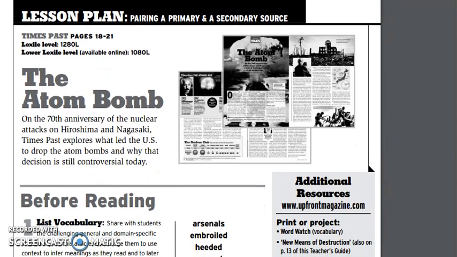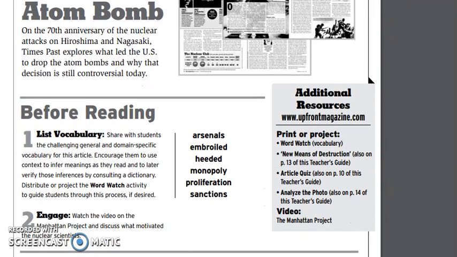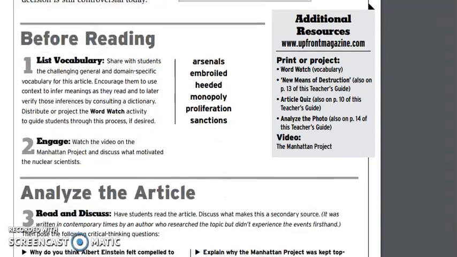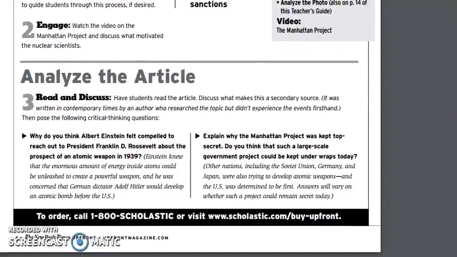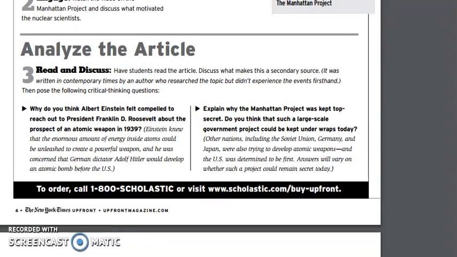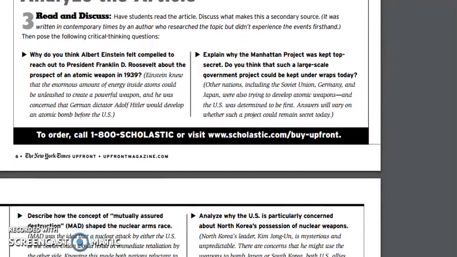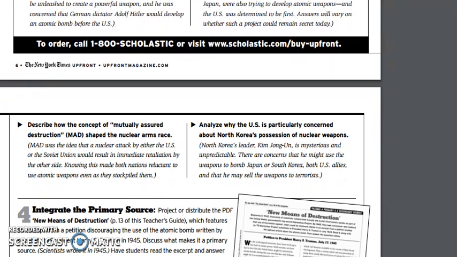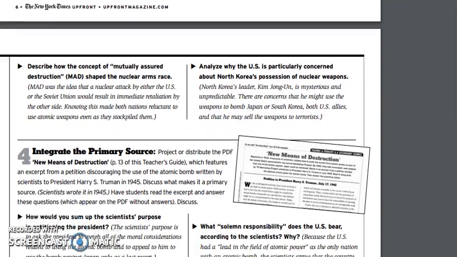It gives you kind of a second little lesson plan for the atom bomb. Before they read their article, it's going to give you some vocab. They're going to get to watch a video, and then they get to read and discuss. Do you think Albert Einstein felt compelled to reach out to President Roosevelt about the prospect of the atomic bomb? Explain why the Manhattan Project was kept top secret. Describe how the concept of mutually assured destruction shaped the nuclear arms race. Analyze why the U.S. is particularly concerned about North Korea's possession of nuclear weapons.